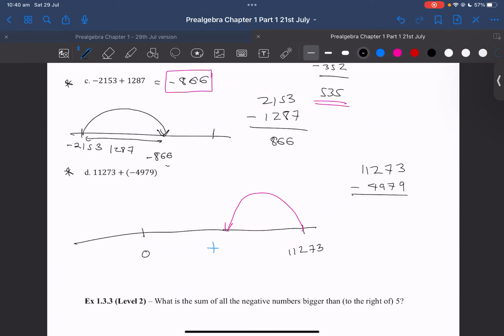So I'll let you guys figure out what that answer is. Johnny, what's the answer you got? I got negative 6,287.74.